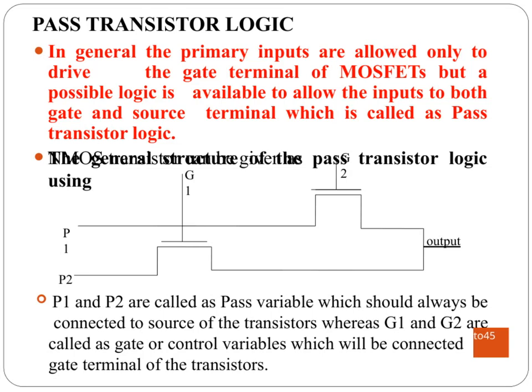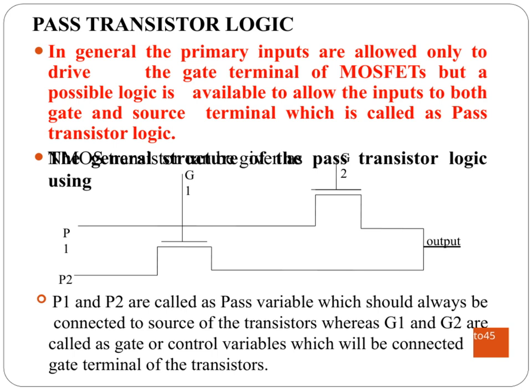Here, we're discussing pass transistor logic, which is a bit different from the standard use of MOSFETs. Normally, the primary inputs are only connected to the gate terminals of MOSFETs. But in pass transistor logic, inputs can be connected to both the gate and source terminals. This approach allows more flexibility in circuit design. In the typical structure shown here, we use NMOS transistors.